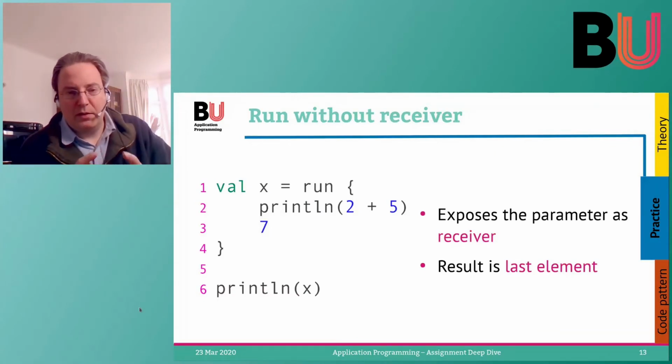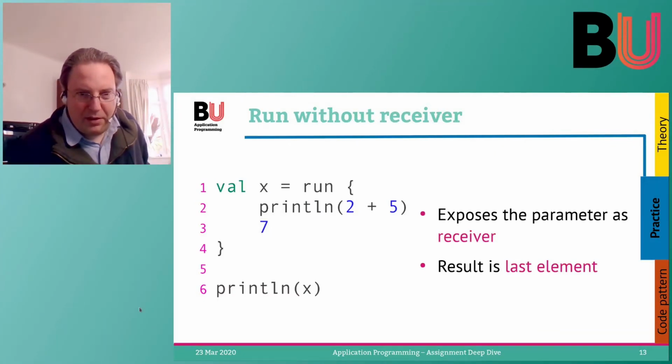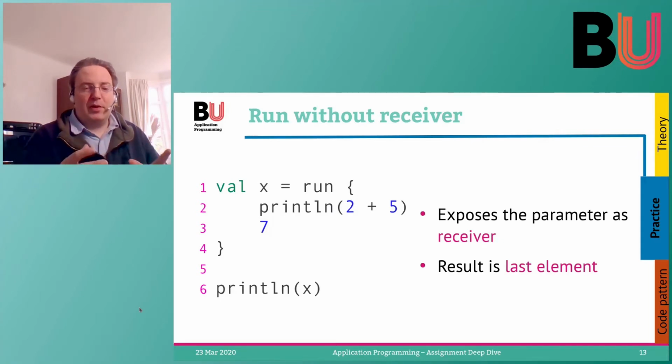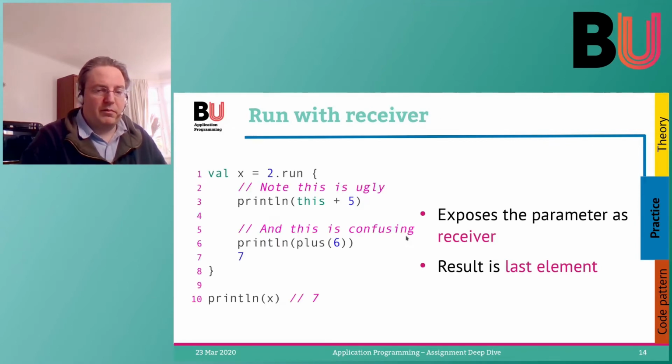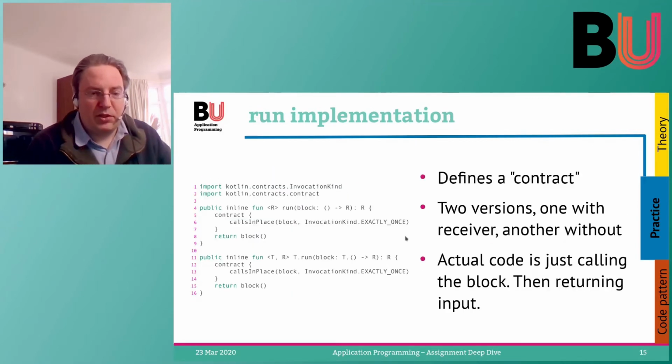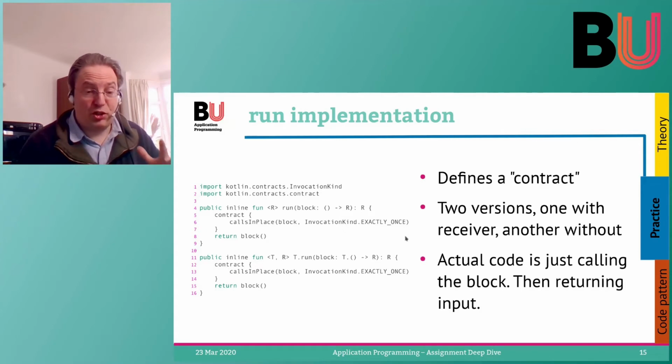Okay, as said, this wasn't recorded properly, but this is what run without the receiver looks like. There's no object that we capture. That's the only difference. And then two slides in, we see the implementation of both run methods.